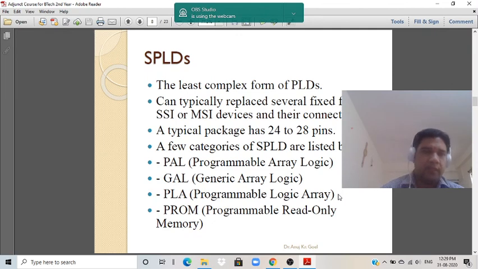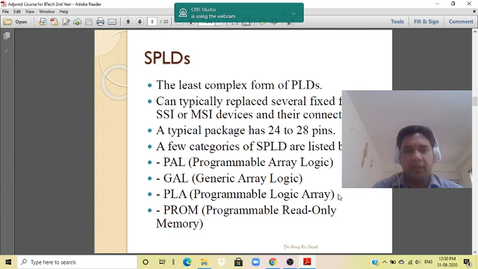Now what are the SPLDs? Simple programmable logic devices. These are the least complex form of PLDs. These developed first. Many typically replace several fixed function SSI or MSI devices and their connections. So SPLDs replaced many SSI, small scale integration, and MSI, medium scale integration, devices. So instead of multiple SSIs, we can use a single SPLD.